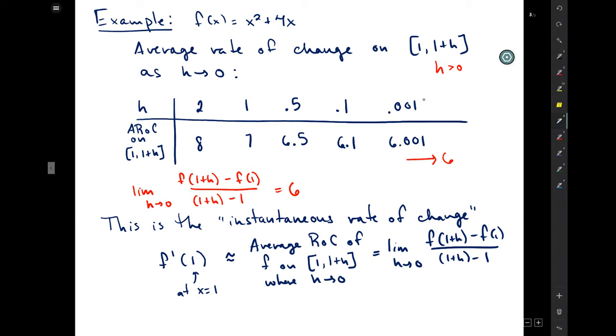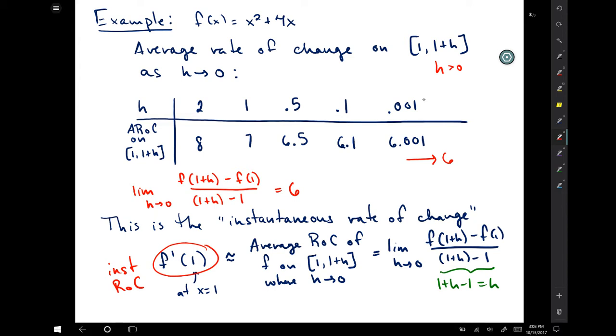And notice on the bottom here, 1 plus h minus 1, that's just h. So again, terminology-wise, this is the instantaneous rate of change. And it seems like we can approximate it using average rates of change. Okay, so I want to show you what this looks like. Remember, we have that the average rate of change is represented by a slope, so I want to show you visually what the instantaneous rate of change looks like.